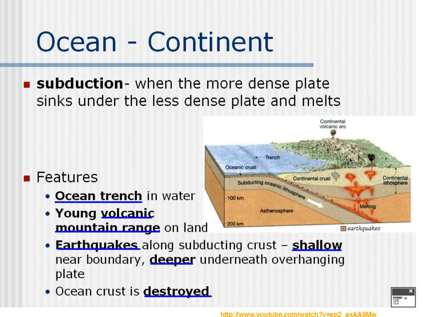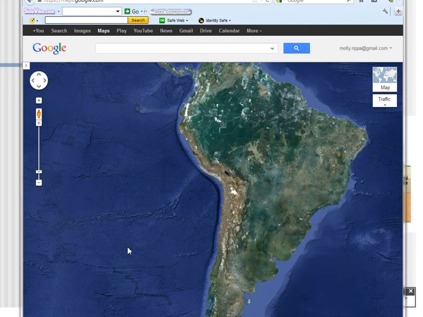But in this case, since this is a continent, the volcanoes are on land rather than in the ocean. So it produces a volcanic mountain range. Crust is still destroyed, but it's only the ocean crust being destroyed again. Here's the Google map image of this happening.